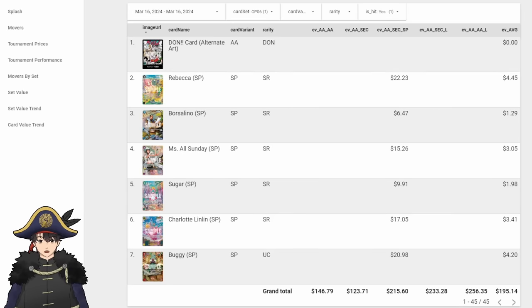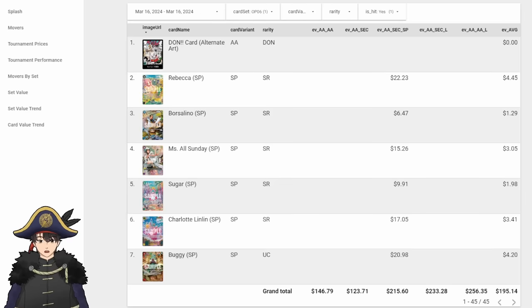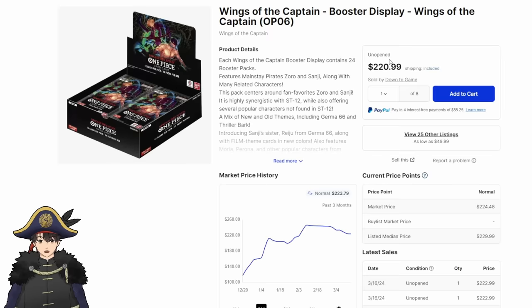So if we take a look at how much a booster box is going for, I have it here. The lowest listed price for an OP06 booster box is $221 to be exact, or $220.99 to be exact. So if we take a look at our chart, if the expected average value of a booster box in 06 is $195, it is completely not worth it to pick up a box right now at $220.